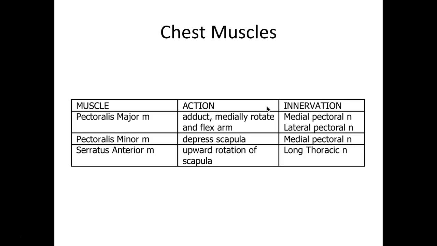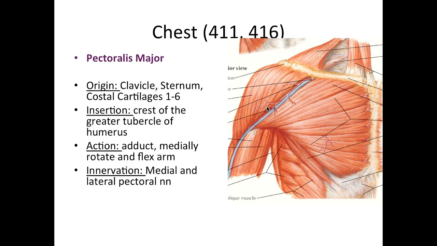Okay, let's move into our chest muscles. So once again, cross off the innervation. I want you to know these as branch of the brachial plexus. So first up is the pectoralis major muscle. This is originating from the clavicle, your sternum, and costal cartilages that would lay below here, 1 through 6. The insertion is at the crest of the greater tubercle of the humerus, and when these muscle fibers contract, it is going to adduct, medially rotate, and flex the arm.